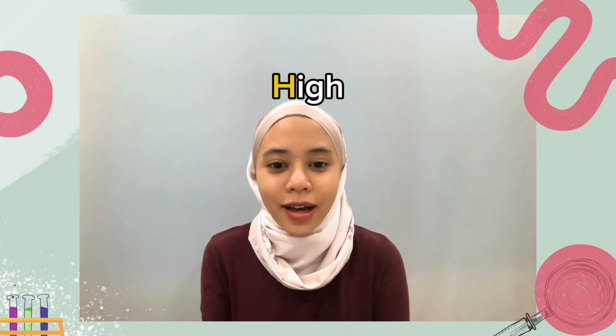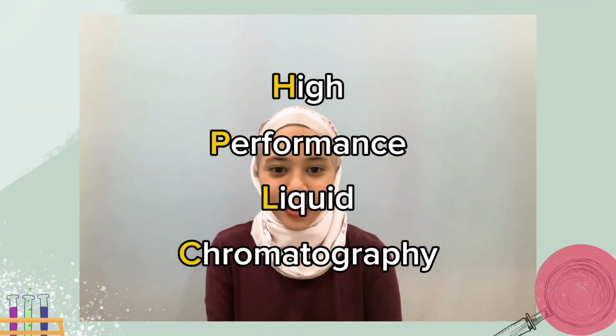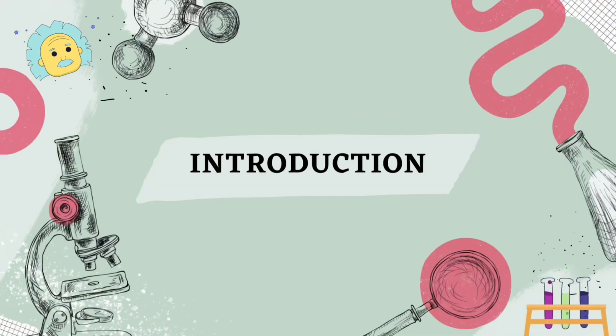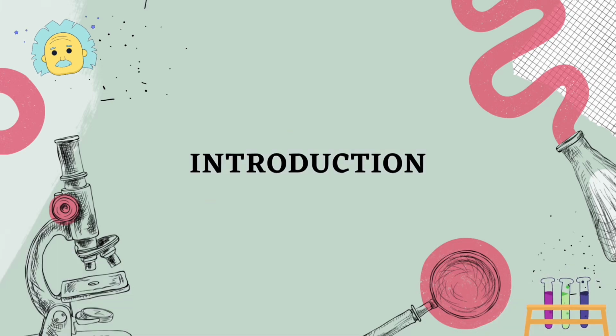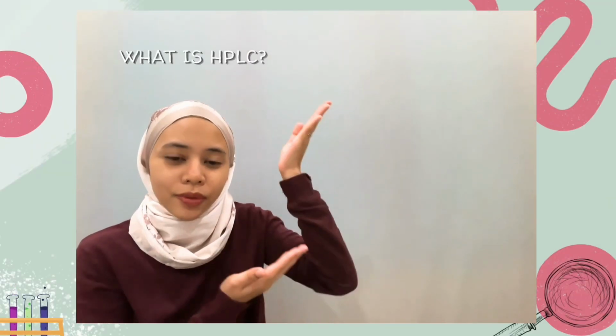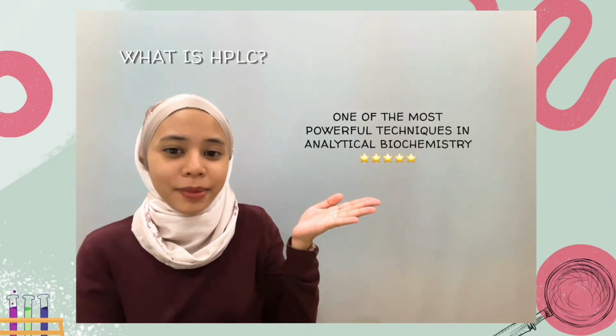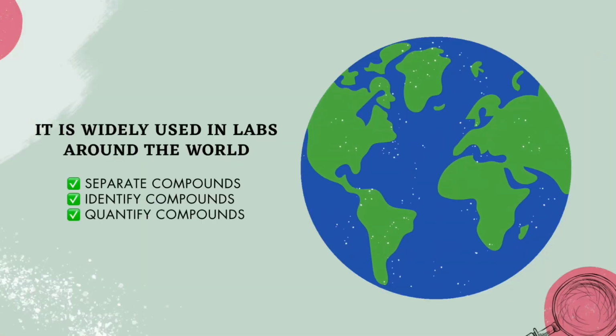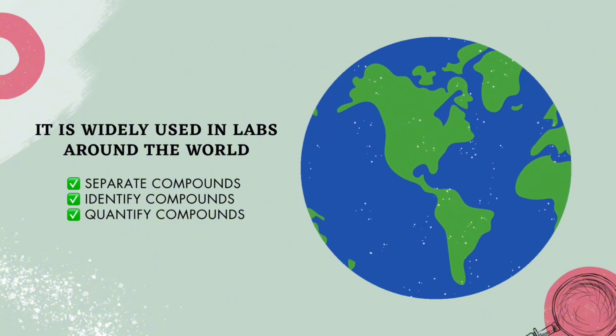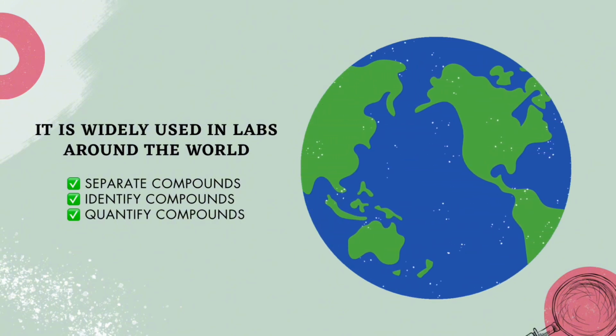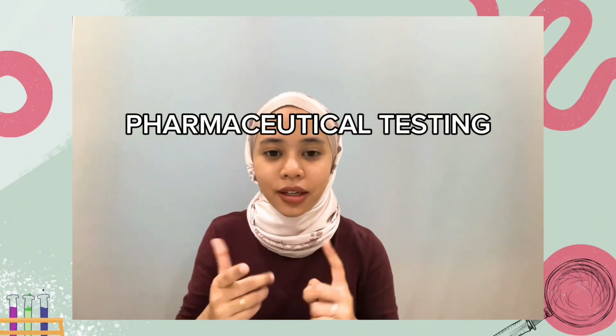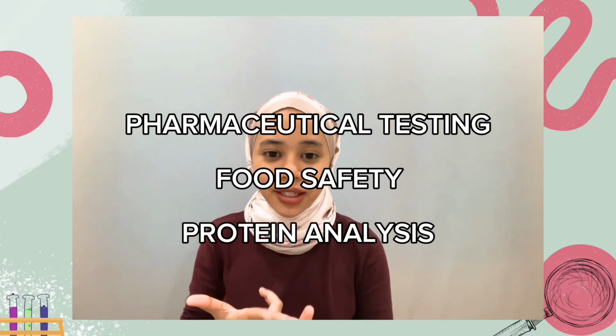So we will be discussing HPLC, High-Performance Liquid Chromatography. So what is HPLC? HPLC is one of the most powerful techniques in analytical biochemistry. It is widely used in labs around the world to separate, identify, and quantify compounds, especially in complex mixtures. HPLC plays a key role in pharmaceutical testing, food safety, protein analysis, and more.